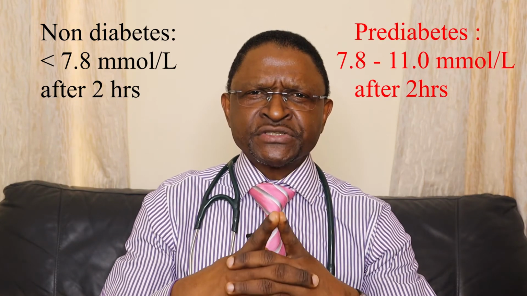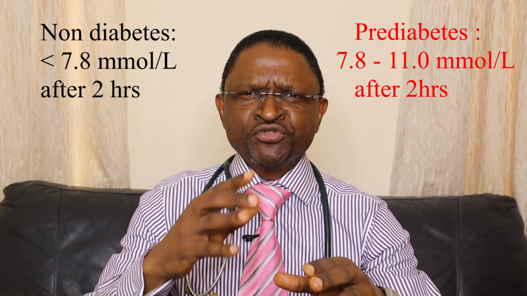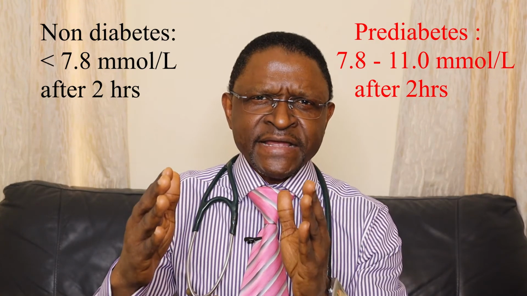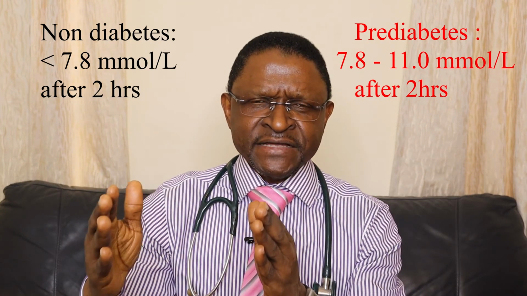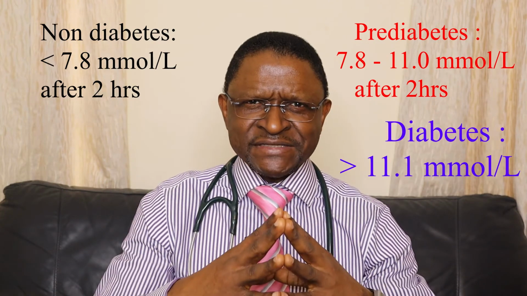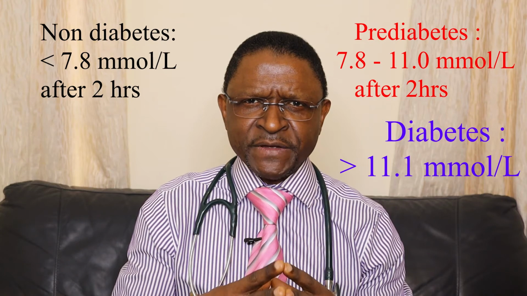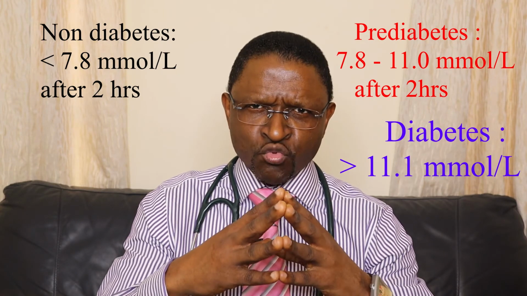For a non-diabetic, the test is under 6 millimoles per liter at 0 minutes and below 7.8 millimoles per liter at 120 minutes. For impaired glucose tolerance, glucose at 0 minutes will be between 6 to 7 millimoles per liter and between 7.8 to 11 millimoles per liter at 120 minutes. To diagnose as diabetic, the result at 0 minutes will be above 7 millimoles per liter and more than 11.1 millimoles per liter after 2 hours.